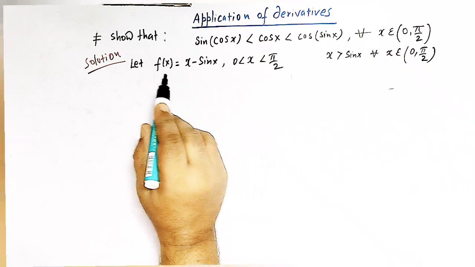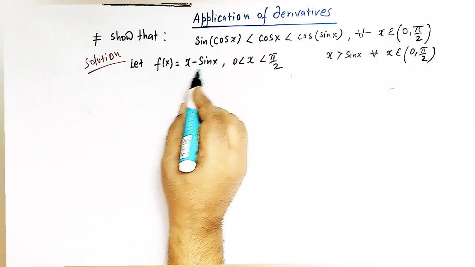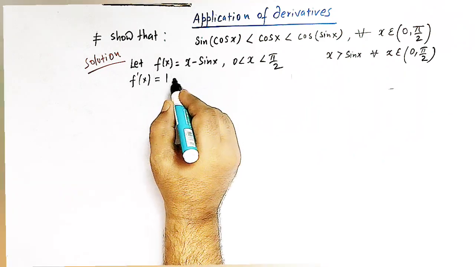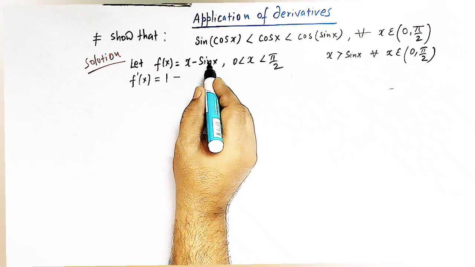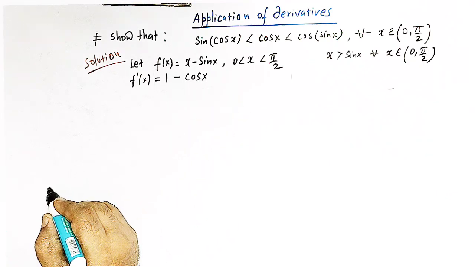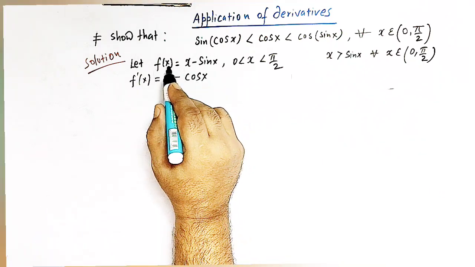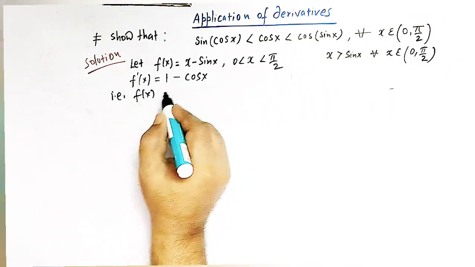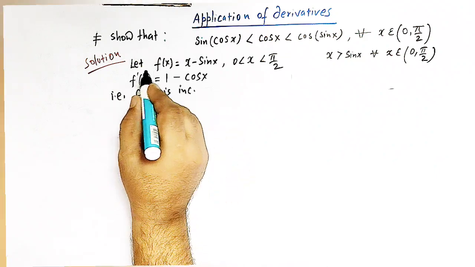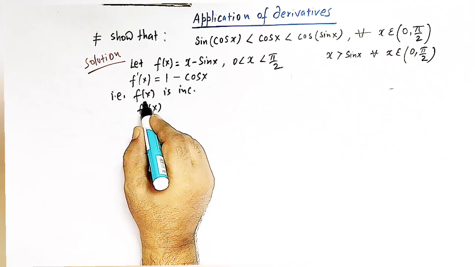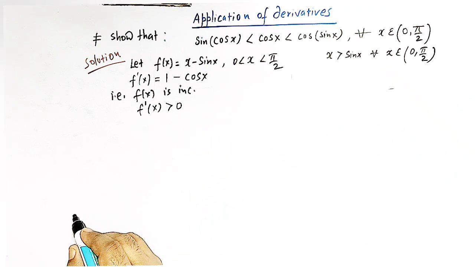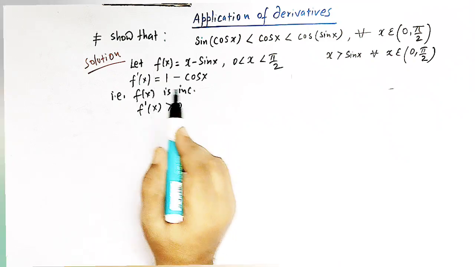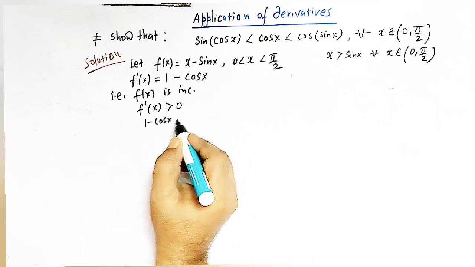So here we have this function, so let us differentiate it. We will get f prime of x, and the derivative of x is 1. Then we have the derivative of sine x as cos x. Now f of x is increasing when the derivative is positive, that is, derivative is greater than 0. So we have to prove that 1 minus cosine x is greater than 0.